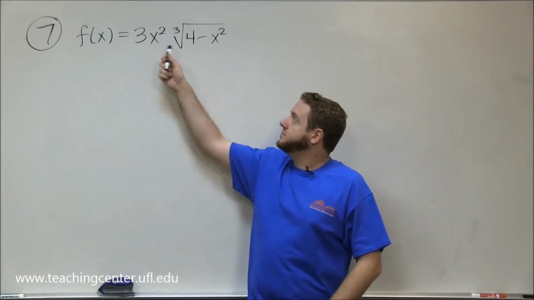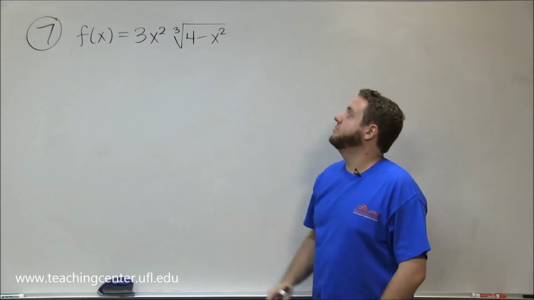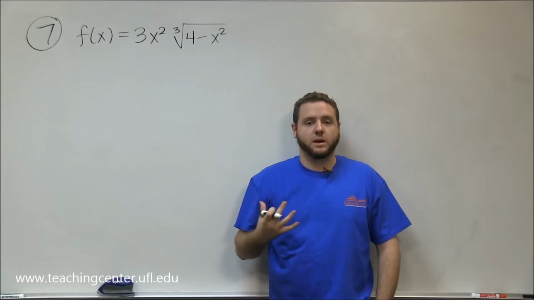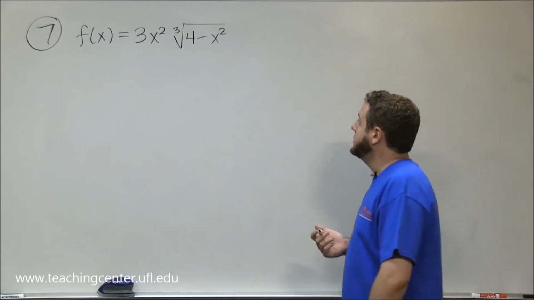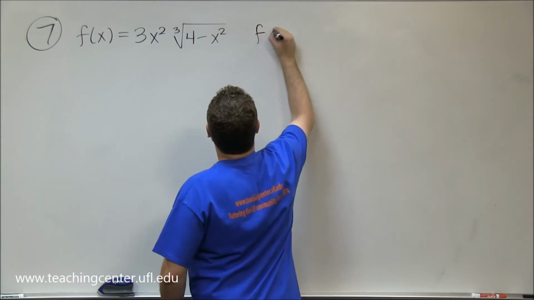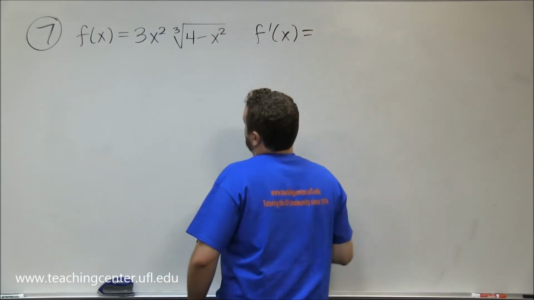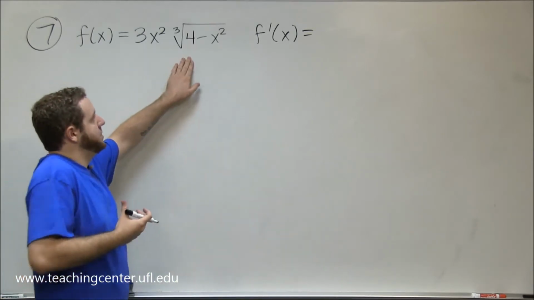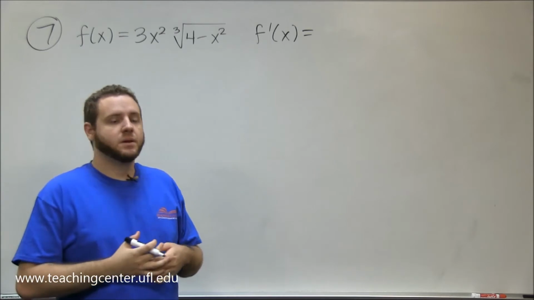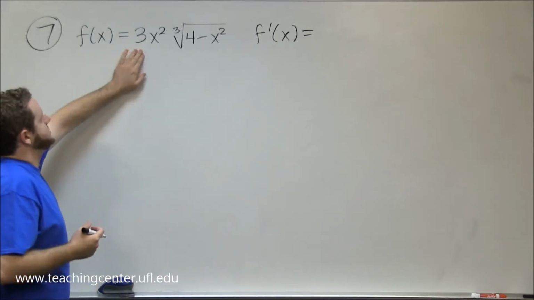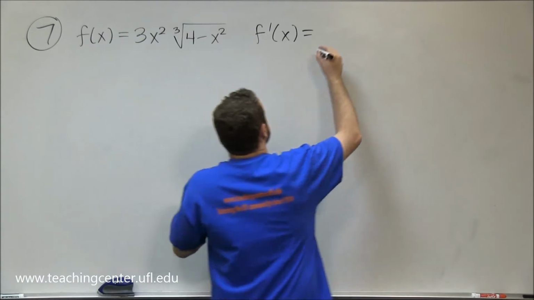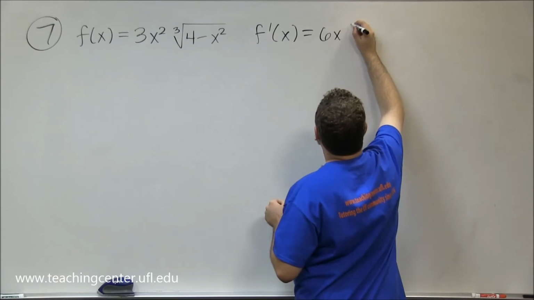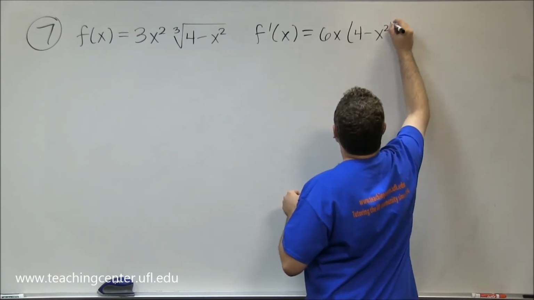This function is a product of two different things, 3x squared and cube root of 4 minus x squared. And it's not really simplifiable in any way, so we're just going to have to use the product rule to find this derivative. To apply the product rule, you just do the derivative of one piece times the other piece, and then switch those and add them together. So for example, the first term could be the derivative of 3x squared, which is 6x, times the other piece, which I'm going to write as a fractional power, 4 minus x squared to the 1/3.